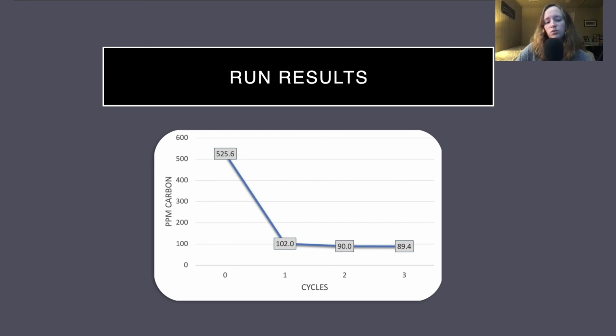But from this, the research proved that the methodology is correct and was successful.